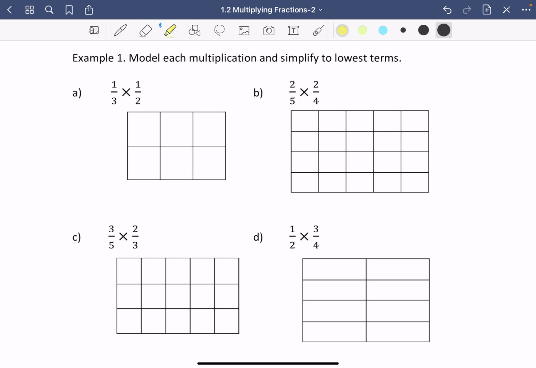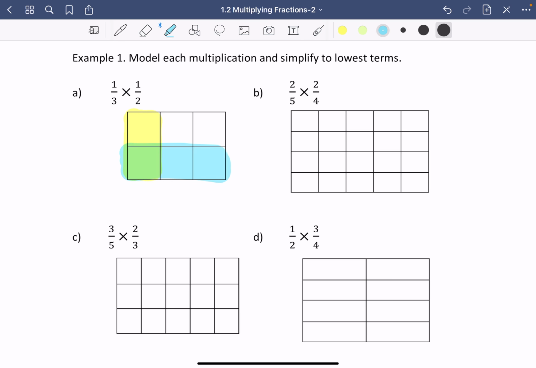To calculate this, let's draw a third first. A third is a third of this rectangle here. A third of this rectangle will look like this. Okay, so these two squares or two rectangles are a third of the whole rectangle. And then we're multiplying by a half. Multiplying by a half means we're shading half of this rectangle. Oops. We're shading half of this rectangle.